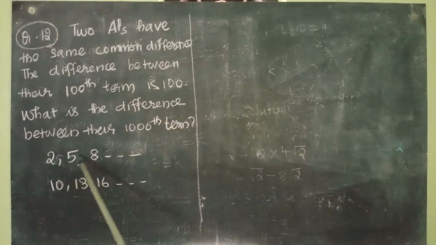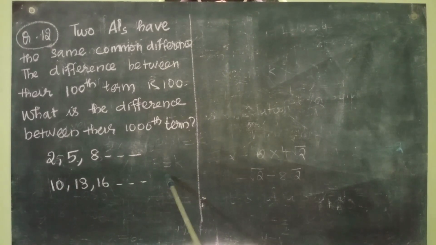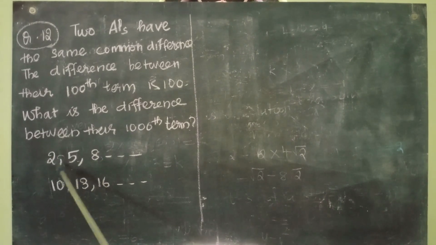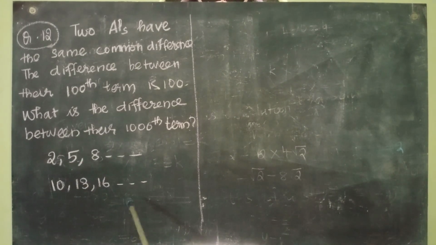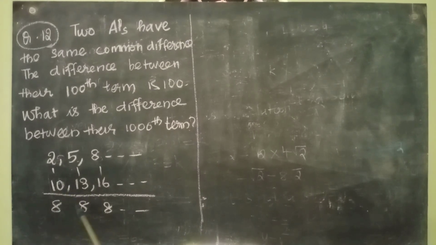Consider the AP 2, 5, 8, etc. and another AP 10, 13, 16, etc. Both have the same common difference. It is 3. Now let us find the difference of the first terms, difference of second terms, difference of third terms, etc. Let us see what will happen. Now you can see the difference is same everywhere.